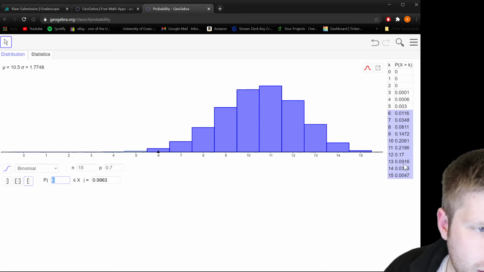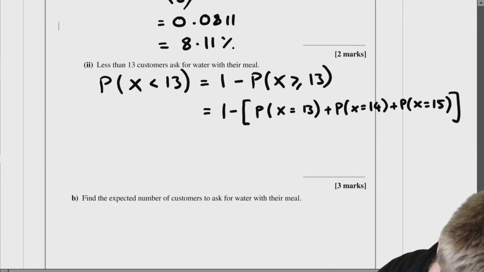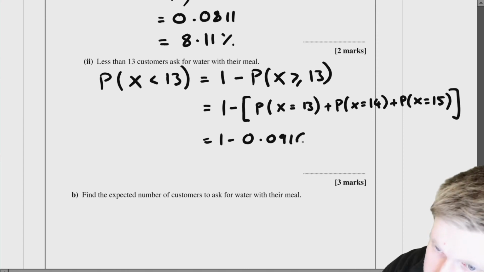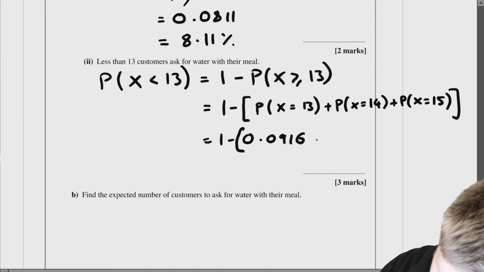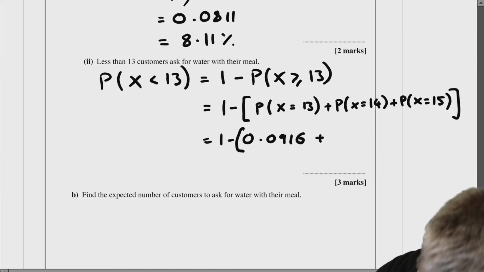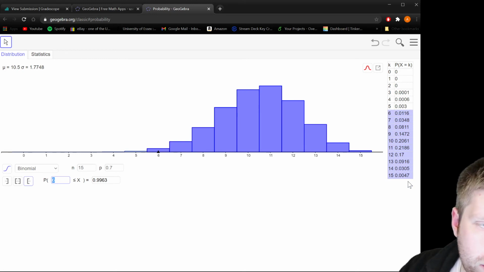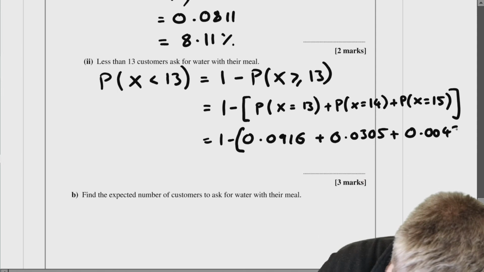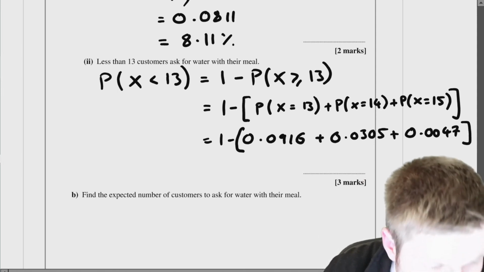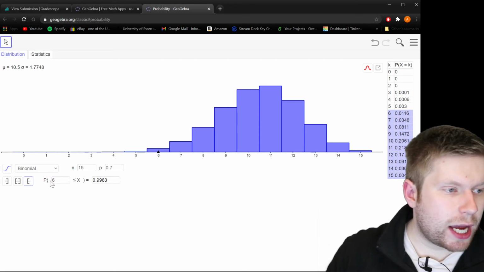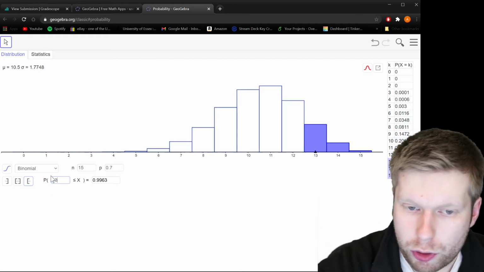So if we come back to my whiteboard, I'm going to take 1 minus 0.0916. And then the probability that X is equal to 14 I've got as 0.0305. And the probability that X is equal to 15 I've got 0.0047. So I could absolutely just read those probabilities off directly. Or actually what I'm going to do is get GeoGebra to do it automatically for me. So I'm going to change it to the probability that x is greater than or equal to 13 there.